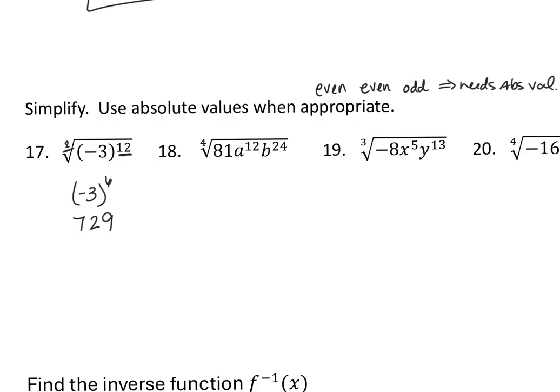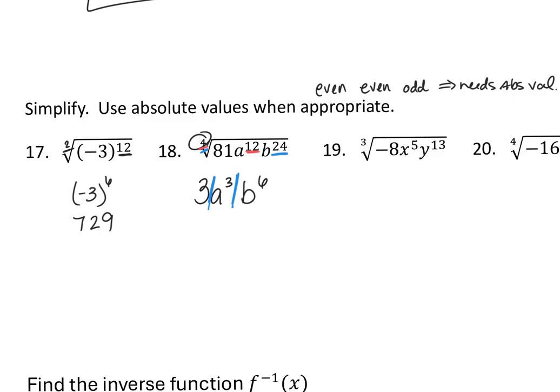And the fourth root of 81, a to the 12th, b to the 24th. So it's even, starting out even, so I'm going to have to think about if I need the absolute value. The fourth root of 81 is 3. 12 divided by 4 is 3, so that's a cubed. And 24 divided by 4 is 6, b to the 6th. Now this is even. The 12 was even. It came out odd. The a is going to need the absolute value. But the b came out even. The b does not need the absolute value. So I'm going to put my absolute value around the a cubed.